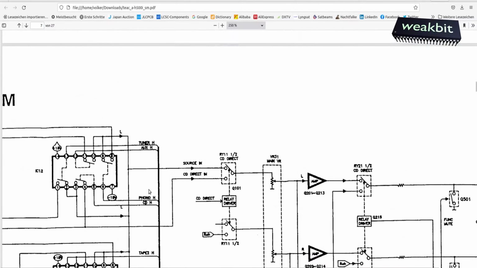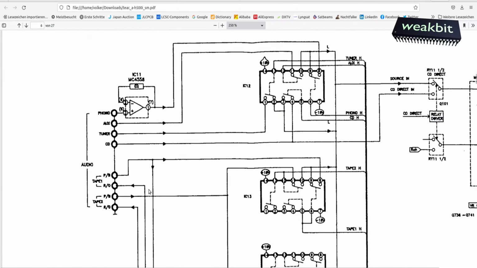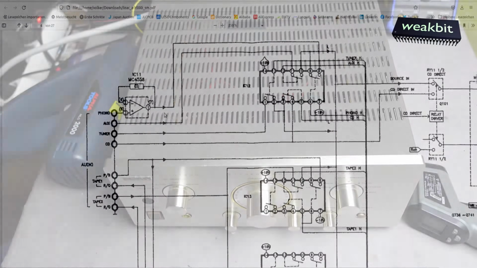This is the thing. Yes, here we have the input of the CD direct. CD direct is here. This is working. But some switcher is noisy. Maybe it's switching here from the phono. I would like to change the phono switcher first. It's the IC12. It sounds like a thing from this amplifier. We can test it.